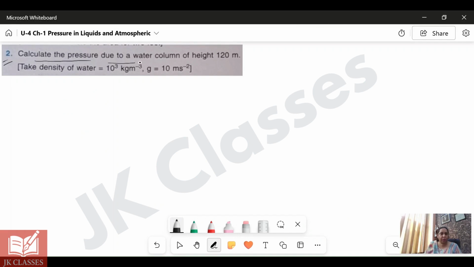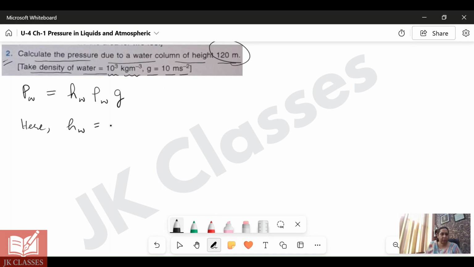Calculate the pressure due to water column of height 120 meter. Take the density of water to be 10 to the power 3 kg per meter cube and gravity is 10 meter per second square. So here we are supposed to find pressure due to water column of height 120 meter. So we know the formula: pressure is equal to height of the liquid, density of the liquid multiplied by acceleration due to gravity.